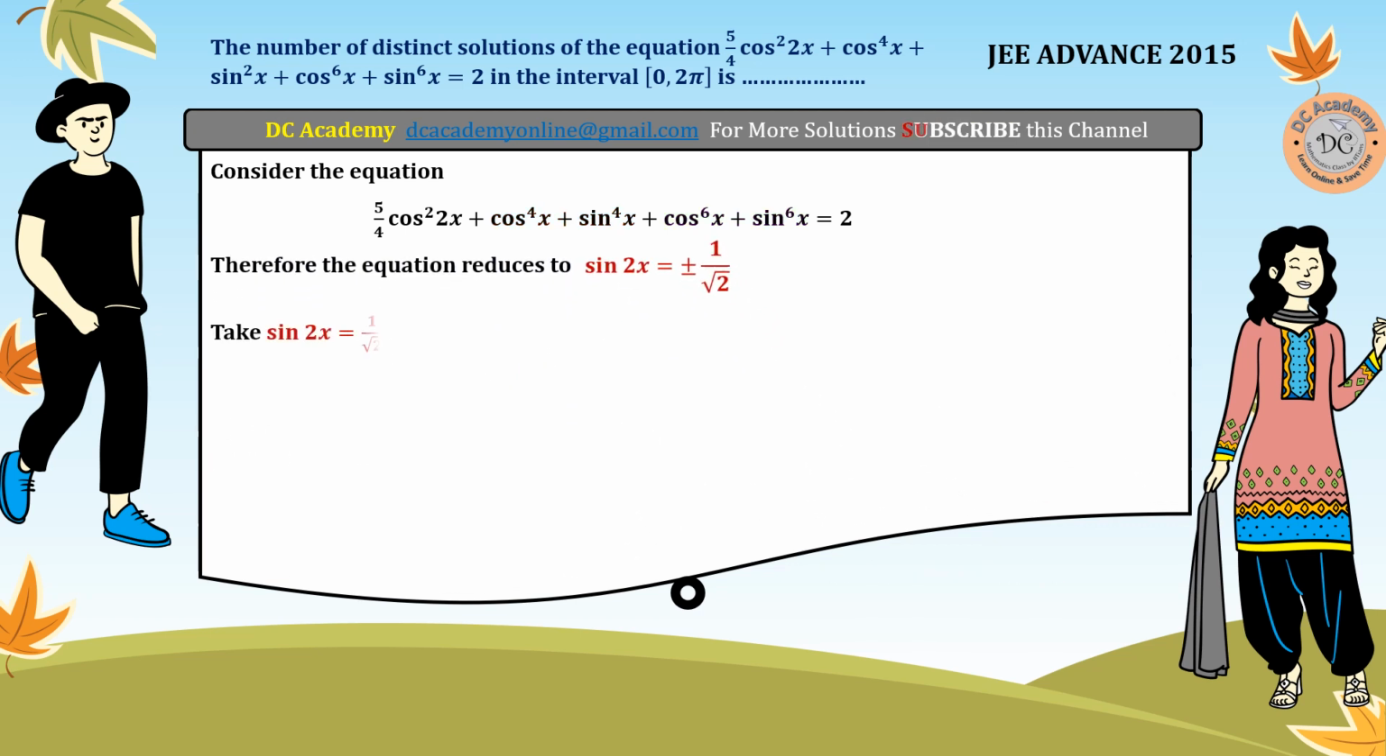So first we consider that sine 2x is equal to 1 by root 2. Take the positive sign. And hence we can say sine 2x is equal to sine pi by 4. And thus, if we recall, 2x is equal to n pi plus minus 1 whole to the power n pi by 4. So therefore, x is equal to n pi by 2 plus minus 1 whole to the power n multiplied by pi by 8. Now we need to find out the solution inside the interval 0 to 2 pi.